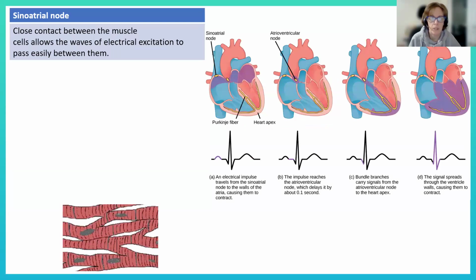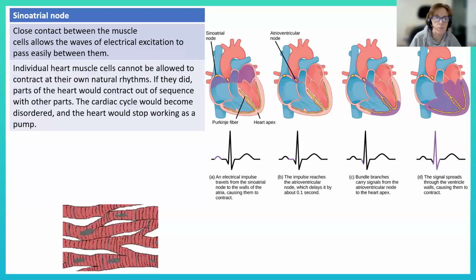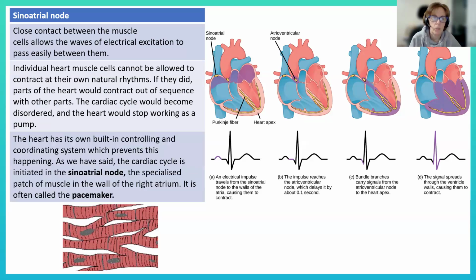So let's have a look then at these waves of electrical excitation that pass between these parts of the heart. The individual muscle cells cannot be allowed to contract on their own natural rhythms, as we said before. We can't have one side doing its own thing. We can't have the atria and ventricles out of sync. The heart wouldn't work properly if that was the case. So it has to be all coordinated.